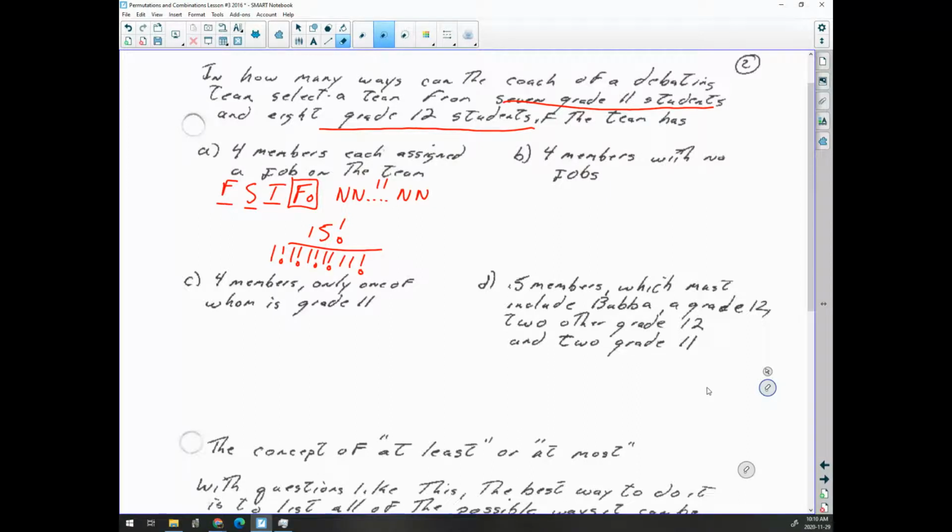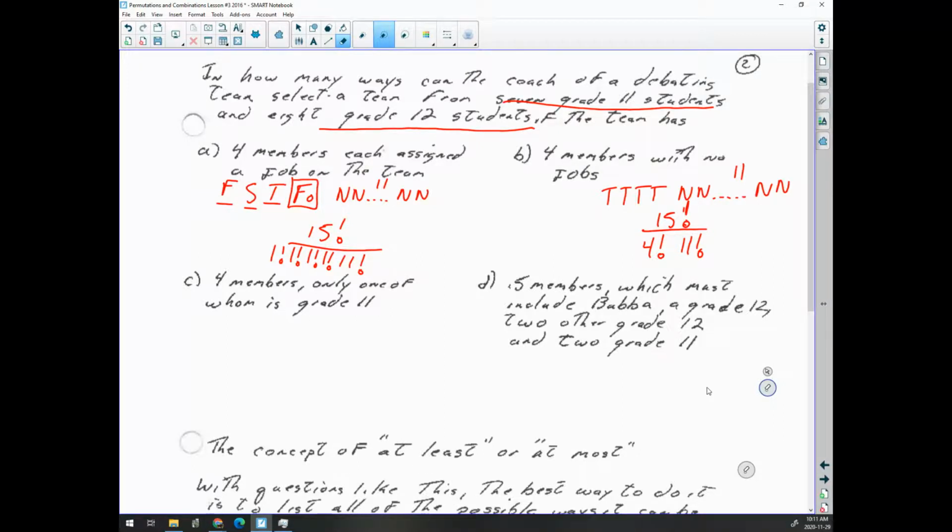4 members with no jobs. Well, that changes my wording. Instead of first, second, third, we're just going to say 4 people on the team and 11 people are not on the team. 15 factorial over 4 factorial, 11 factorial. Again, our denominator adds up to our numerator.